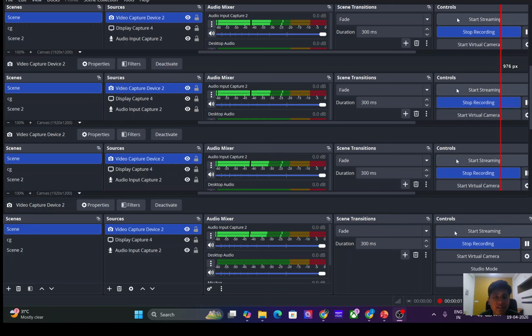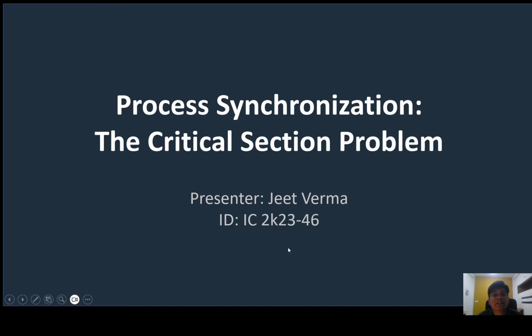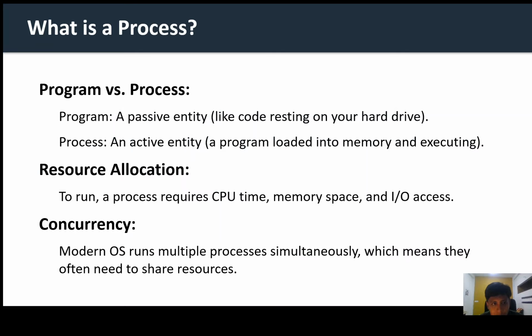Hello, my name is Jeet Verma, and today we will be studying the fundamental concept of operating system, which is process synchronization and critical section problem. So let's get started. First, we are going to understand what is processes, and we are going to see some terms related to it, and then we are going to jump into the critical section part.